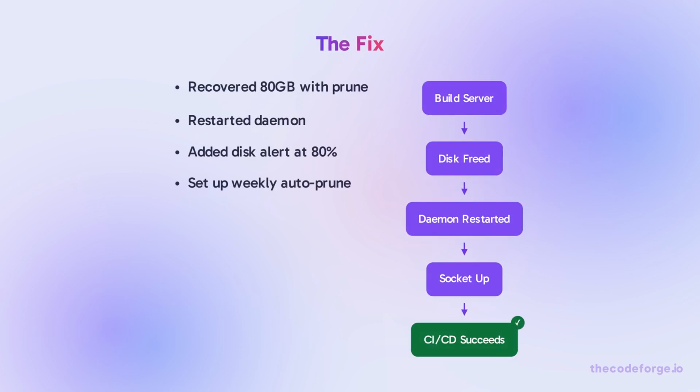The fix was straightforward. Recover disk space by running docker system prune -af --volumes, which freed 80 GB. Then restart the daemon with sudo systemctl restart docker. To prevent recurrence, add monitoring, a cron job for disk alerts at 80%, a systemd watchdog, and automatic weekly pruning.